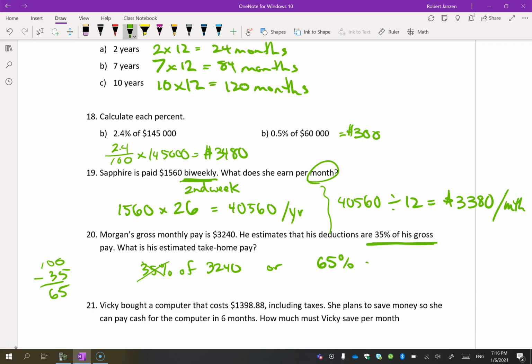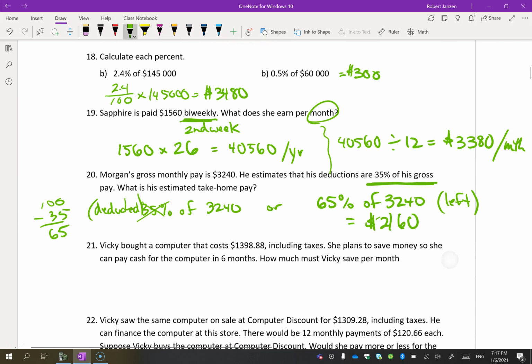So 65% of 3240, this is what's left, and this is what's deducted. So you could deduct 35% and subtract it, or we can do it in one step and just say 65% of 3240 is 2160. Okay, if you want to try it the other way, you can. You'll see it's the same answer.